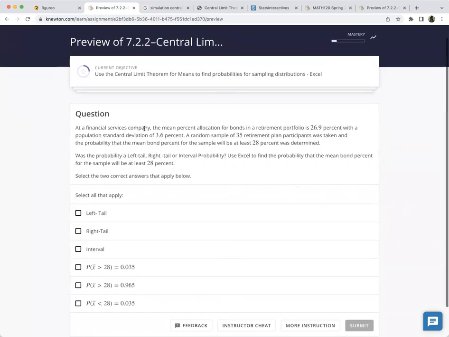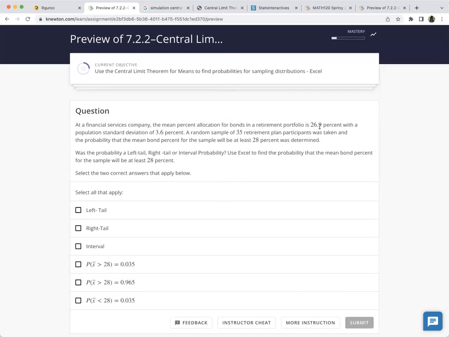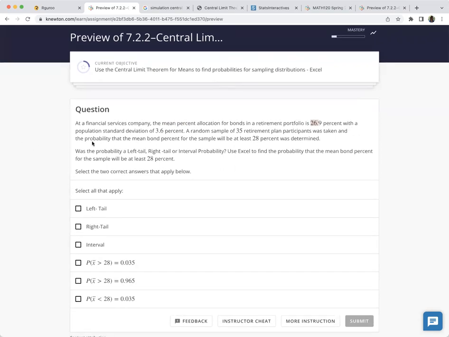It says a financial services company, the mean percent allocations for bonds in a retirement portfolio. So the mean is 26.9% with a standard deviation of 3.6. We're going to select a random sample of 35. And the probability that the mean bond percent for the sample will be at least 28 was determined, right? So at least 28 means greater than 28. Was the probability a left tail, right tail, or an interval probability? And then we need to find what is the actual probability.